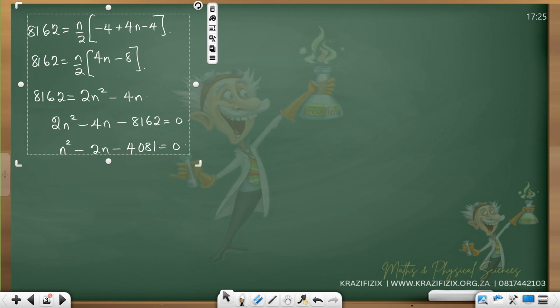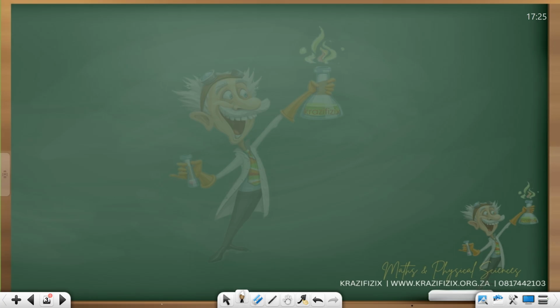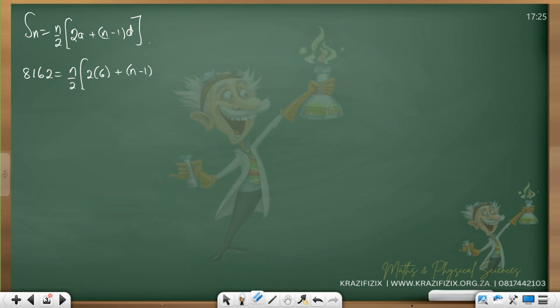Sn. Let me just take this out and work out quickly. We said Sn equals n over 2, (2a plus (n minus 1)d). What is our Sn again? It's n over 2, 2 multiplied by 6 plus, 2 multiplied by negative 2. My a is negative 2, plus (n minus 1), and our difference is 6.